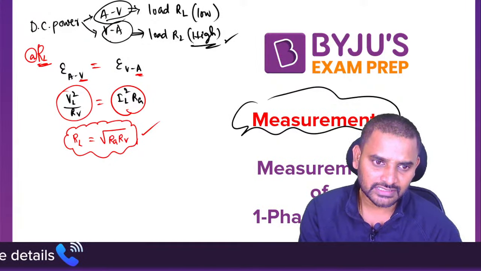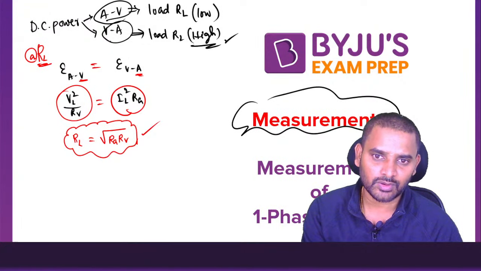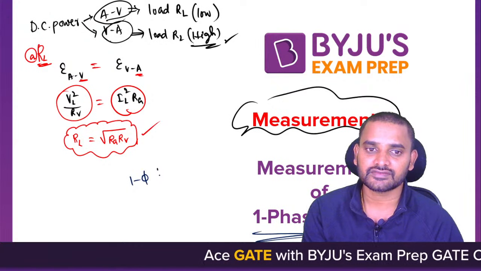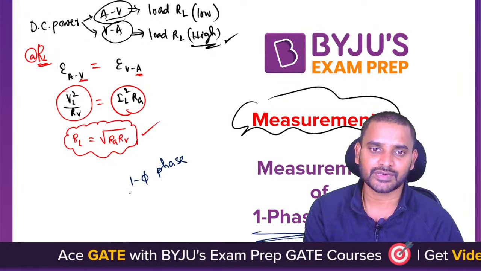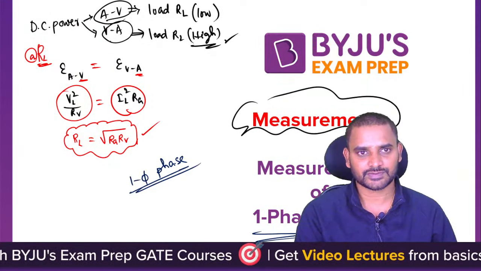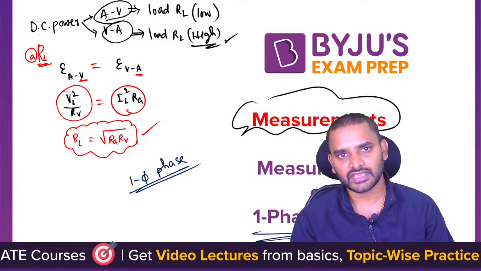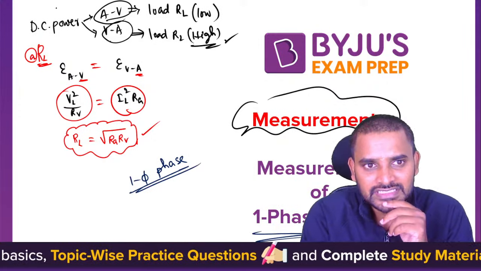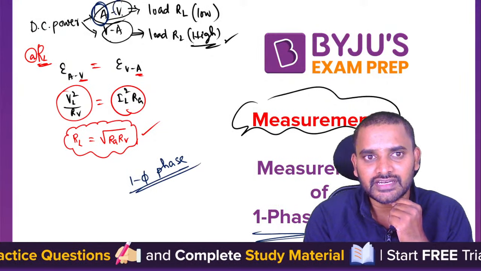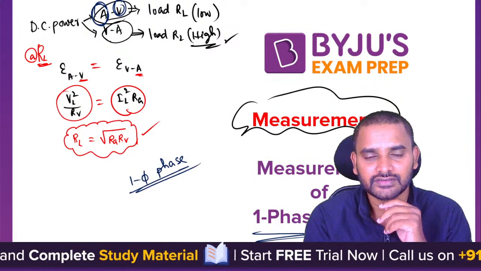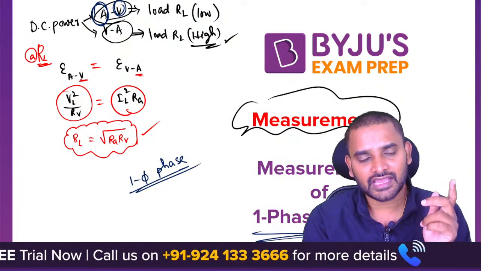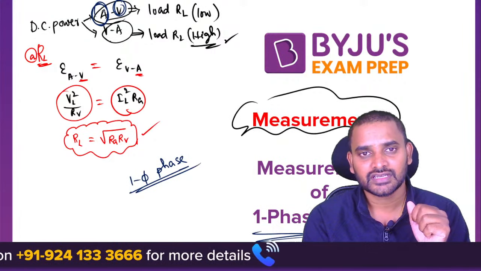Now in this session we will be discussing the measurement of single phase power. We have seen DC power, now let us take up single phase power. I wanted to convey one point here. To measure the DC power, we are using an ammeter and a voltmeter, or a voltmeter and an ammeter. We are using two meters: one meter is measuring current, and another meter is measuring voltage.